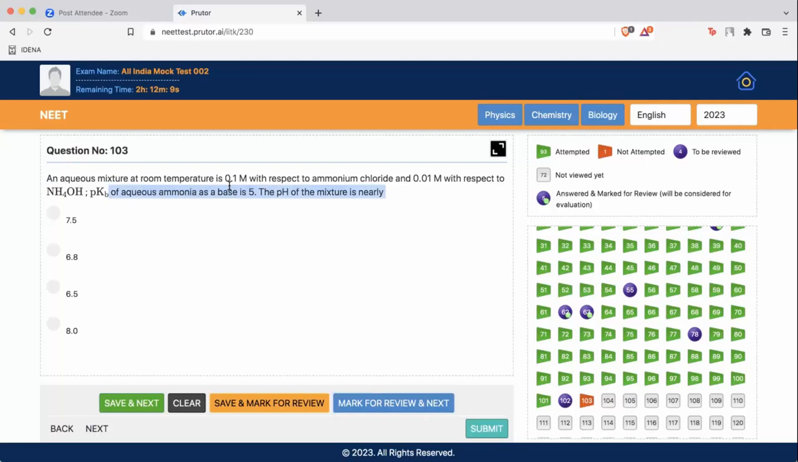An aqueous mixture at room temperature is 0.1 molar with respect to ammonium chloride and 0.01 molar with respect to NH4OH. The pKb of aqueous ammonia is given, the base, but the pH of the mixture is nearly.